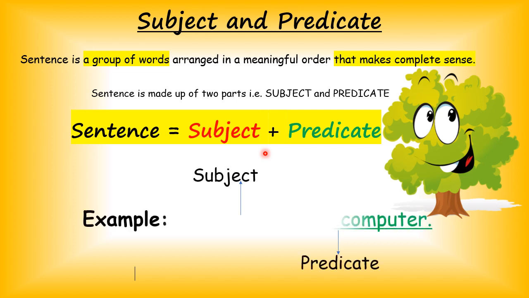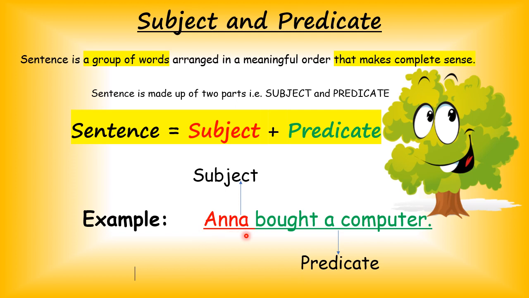Let's take one example here. Read this sentence. Anna bought a computer. Again, Anna bought a computer. Anna is written in red. Why? Because it is the subject of the sentence. And bought a computer is in green. Why? Because it is the predicate of the sentence. When subject and predicate join together, it forms one complete sentence. Anna bought a computer, which gives a complete meaning.